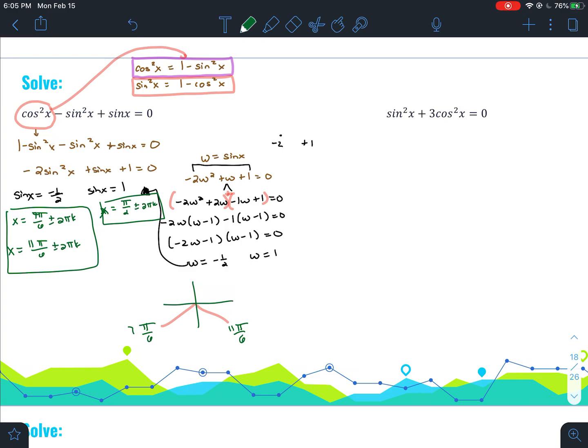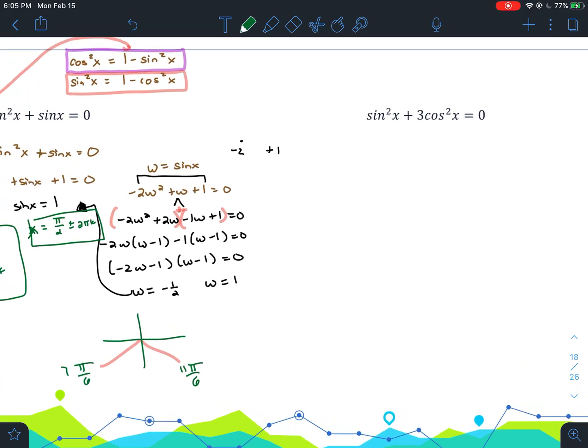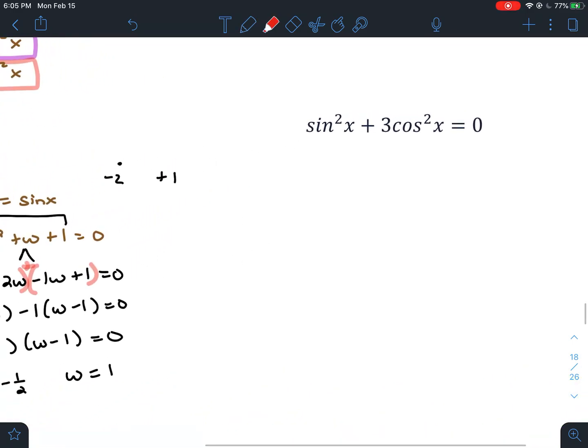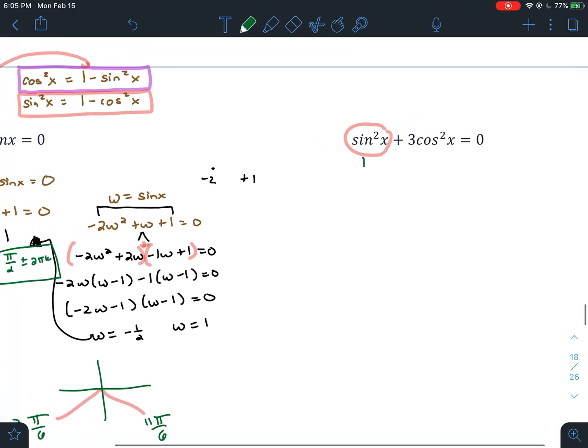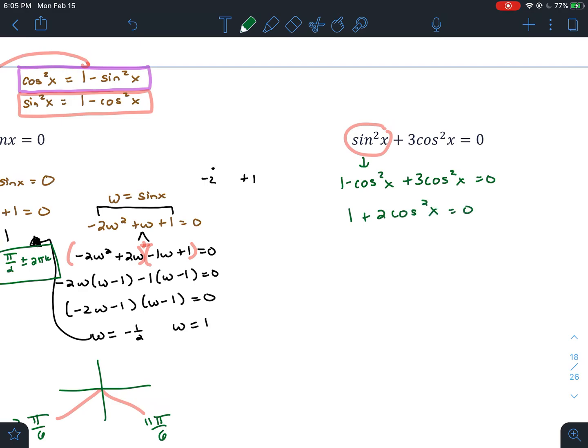All right, next one we have sine squared x plus 3 cosine squared x is equal to 0. So I am going to replace the sine squared with 1 minus cosine squared. So this is going to become 1 minus cosine squared, and then plus 3 cosine squared equals 0. Combine like terms, and I have 1 plus 2 cosine squared x equals 0.